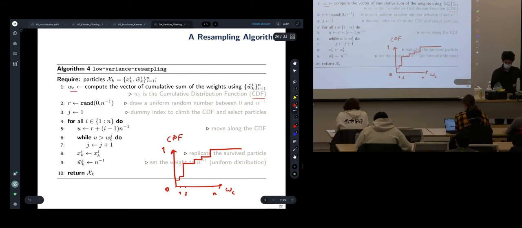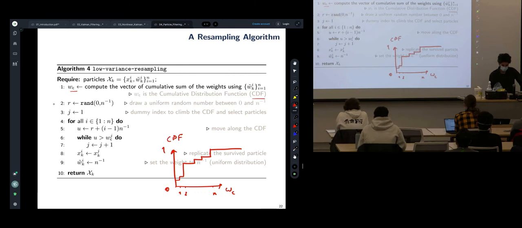So this algorithm is using just one random number and systematically replicates particles with higher weights. There is a uniform number between 0 and 1 over n, because you have n particles. That's the uniform distribution over individual particles. Then for all the particles, try to traverse this CDF with that 1 over n fraction at a time. First time, this is 0 because i equals 1, right? So we're working with whatever random number we got here.